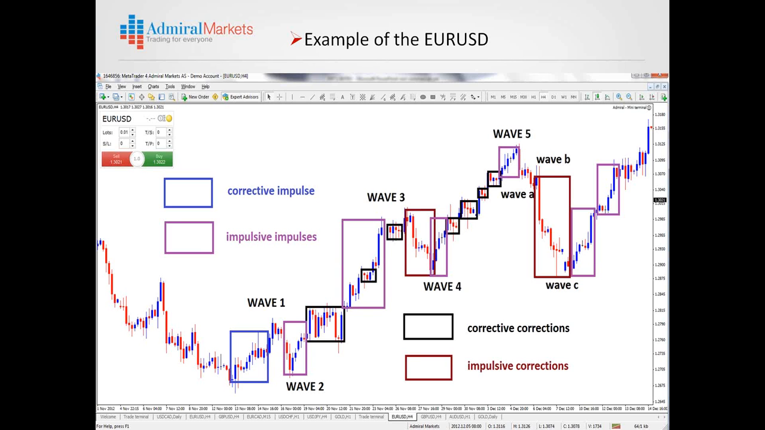Okay. Then we have wave 1, which is a corrective impulsive, relatively. I was thinking this is subjective. I mean, it's not a black and white thing, right? It's a bit of a grayish area.